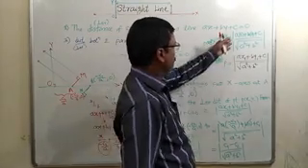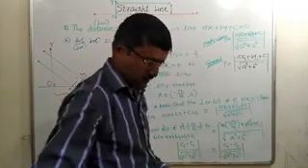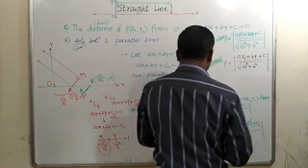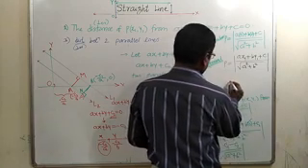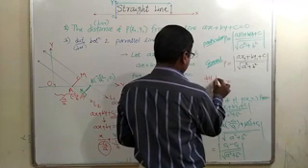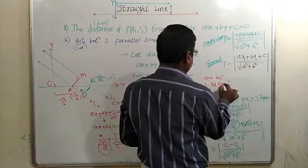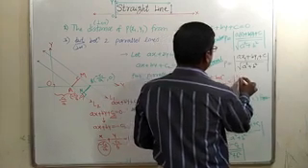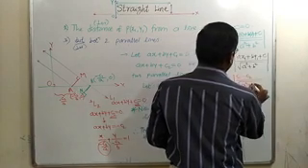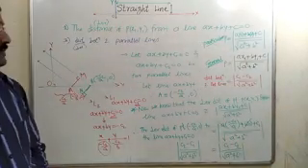It is again very much similar to these formulas. Here we get the formula for the distance between two parallel lines, that is equal to c1 minus c2 upon root a square plus b square.